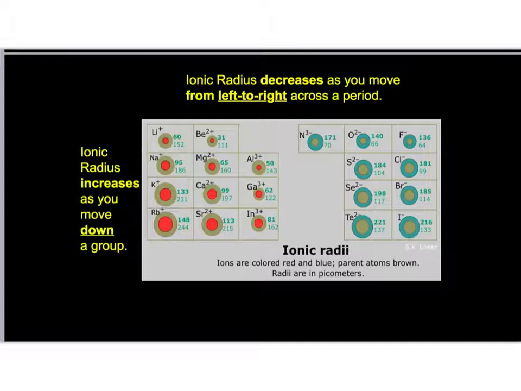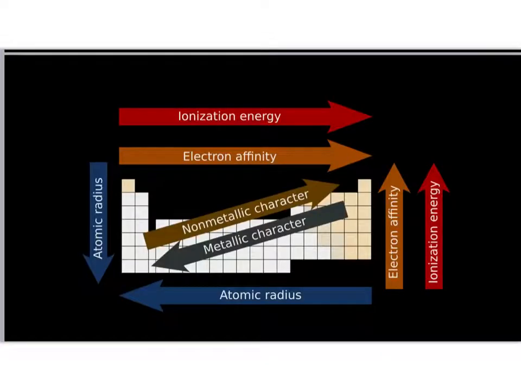Okay, so increase as we move from left to right, but decrease as you move down the group. That's ionic radii. So it's basically the same, right? Same as atomic radii. So once again, atomic radii and ionic radii are pretty much the same trend.